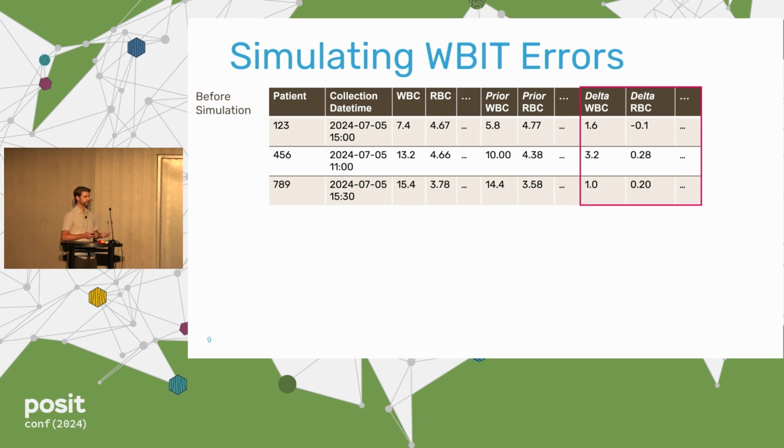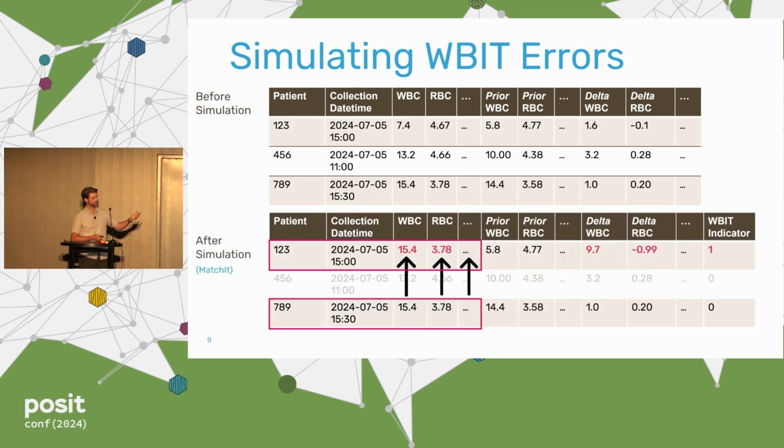So we have our predictors, but we don't have an outcome. So to simulate these outcomes in a way that approximates how they occur in practice, we used a matching algorithm from the MatchIt package that matched temporally and on department. So if we have a patient in our data set in the neonatal ICU, the NICU, what we want to do is find another patient in the NICU who had their sample taken around the same time. And then once we have a match, we overwrite the results of one patient with the matched patient. And we introduce a synthetic WBIT error. And that looks something like this.